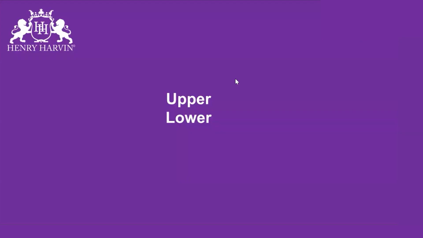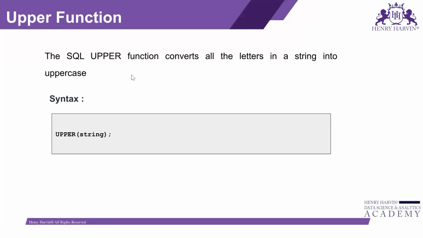We have got the upper and the lower. So let's begin with the upper. The upper basically converts a particular string to uppercase. That's what the string function upper does for us. We just said that it converts a particular string into uppercase.